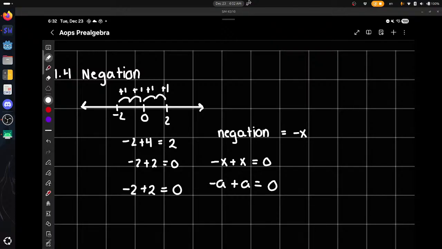This could also be pronounced as -x, but I like saying negation x. I think it makes more sense. And then we can also say that the negation of negation x is x. We can say that the negation of x is negation x.